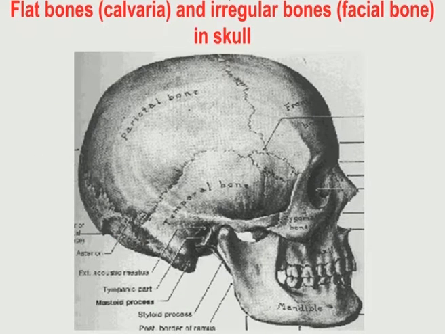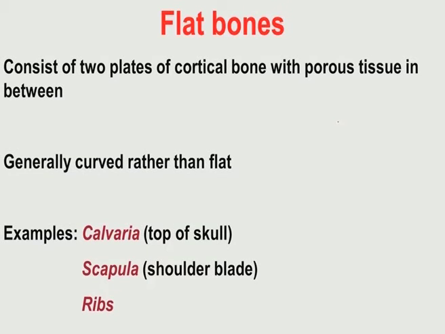Okay. So, the other examples of the flat bone are the calvaria, and then irregular bones, that is facial bone in the skull. So, here you can see that this is a more curved bone structure. Now, there is another thing called flat bone structure. So, essentially you have 2 flat plate-like structures.